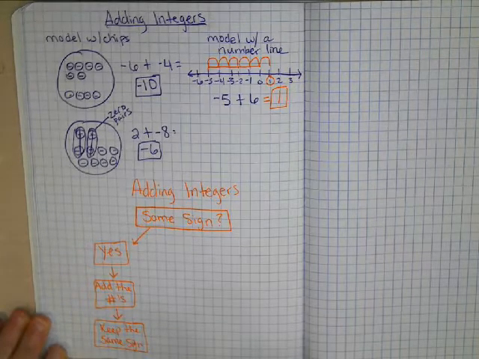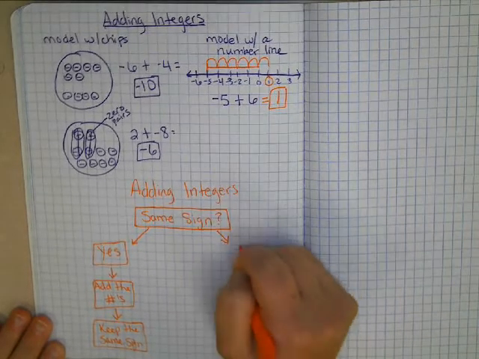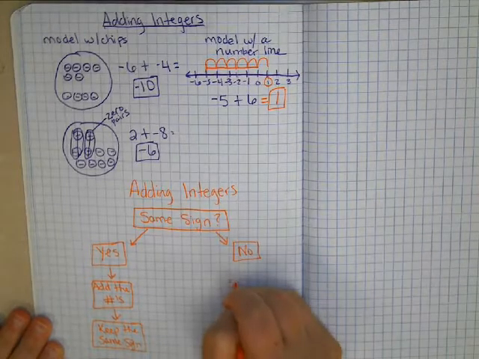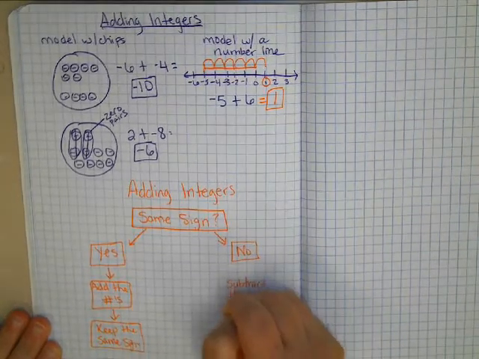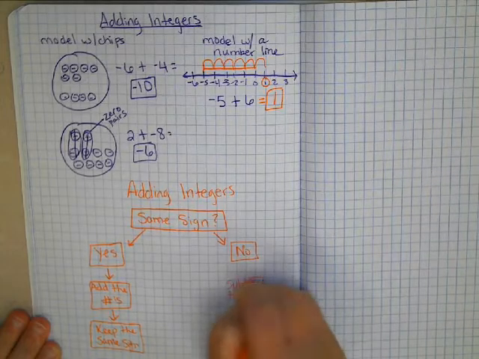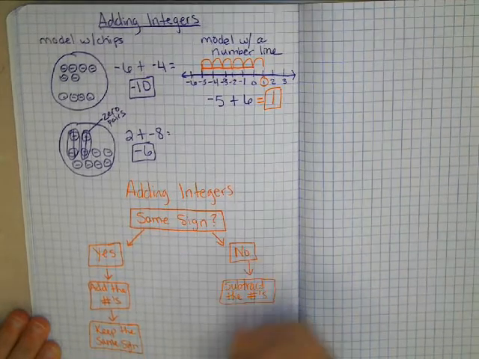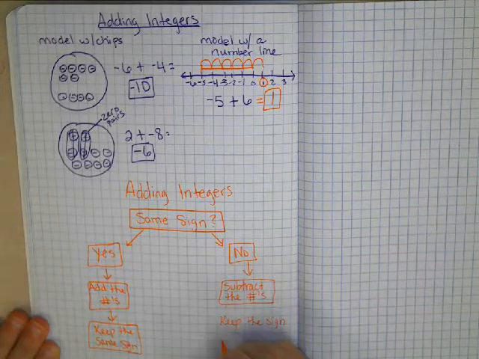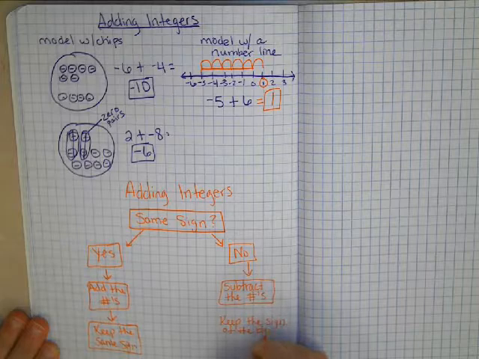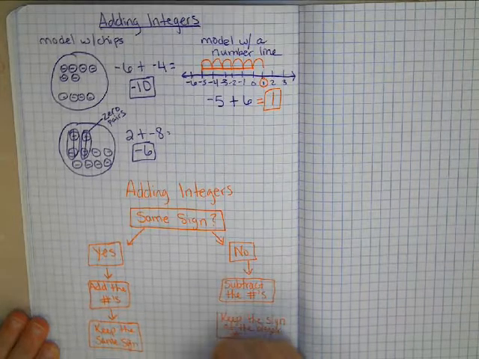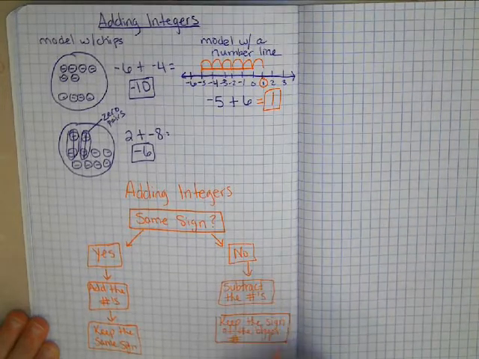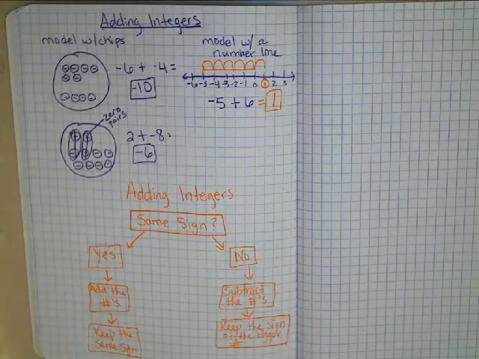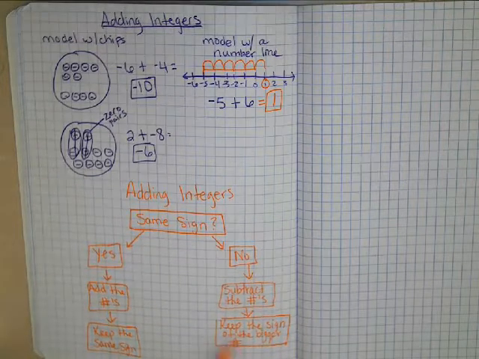But what if my signs are different? Then I'm going to follow this way. The answer is no. I'm actually going to subtract the numbers. And then I'm going to keep the sign of the bigger number. Now at this time you can pause the video and make sure you've got your flow chart down. When you're ready to move on, we'll move on. So pause it and get it down.